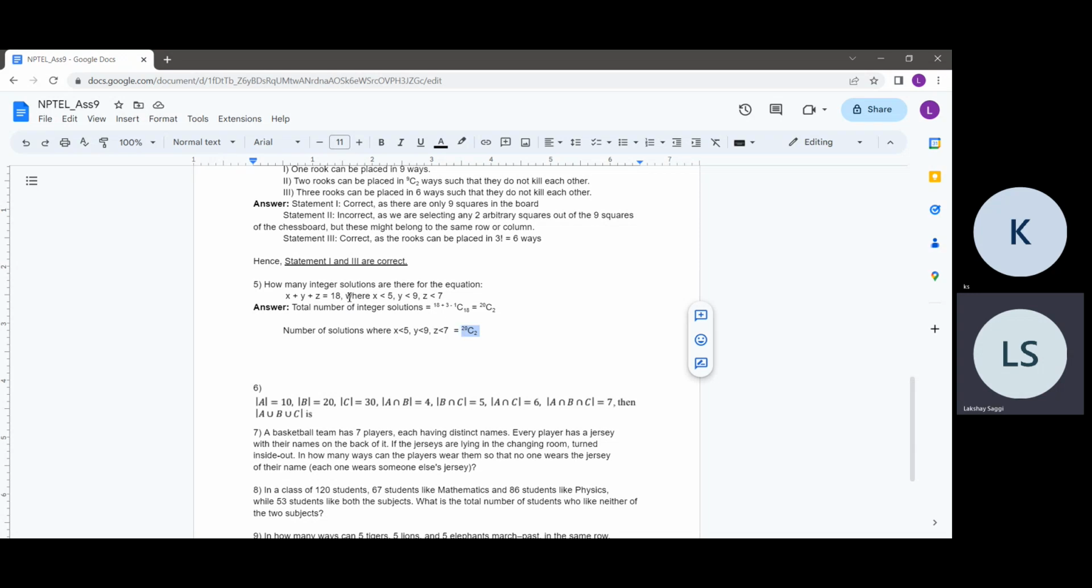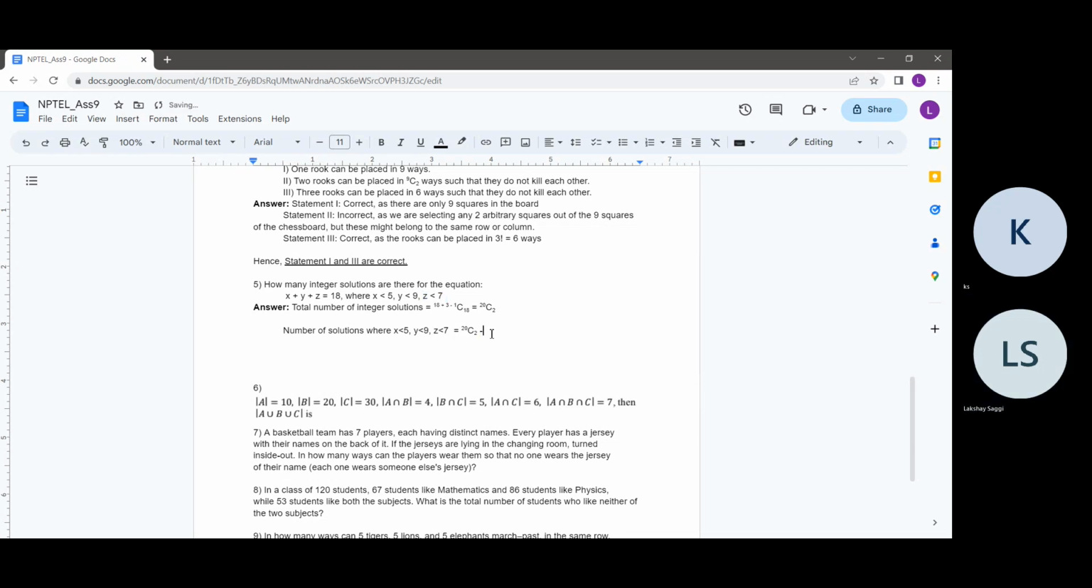Now I only want the solutions where x is less than 5, y is less than 9, and z is less than 7. So what type of solutions do I need to subtract from these 20C2 total solutions? I need to subtract the solutions where x is greater than or equal to 5, because I actually want only those where x is less than 5. Similarly, I need to subtract the solutions where y is greater than or equal to 9 and the solutions where z is greater than or equal to 7.